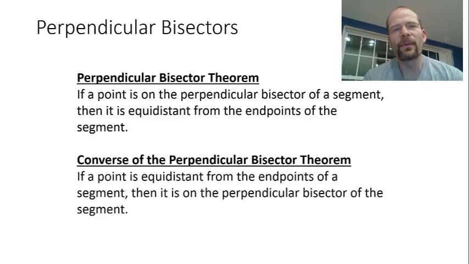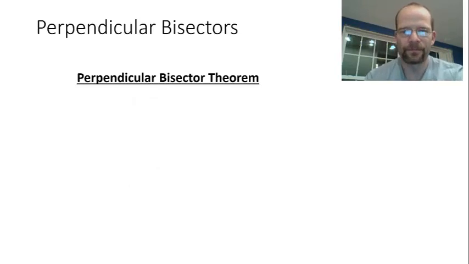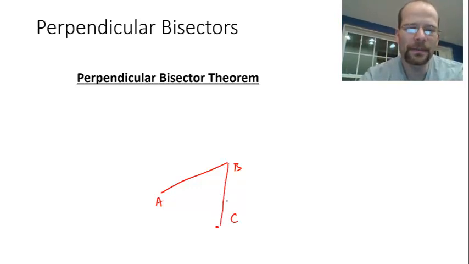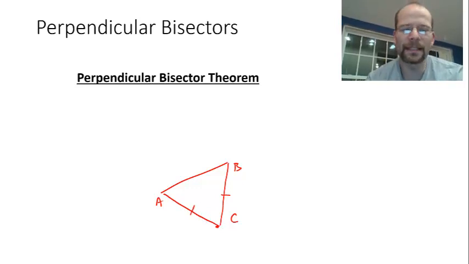The converse of the perpendicular bisector theorem is similar. It says that if a point is equidistant from the endpoints of a segment, then it is on the perpendicular bisector of the segment. What does that look like? Suppose we had, again, a segment, call it segment AB, and we had another point down here, we'll call that point C. Suppose that we knew that point C was equidistant from B and from A like this.